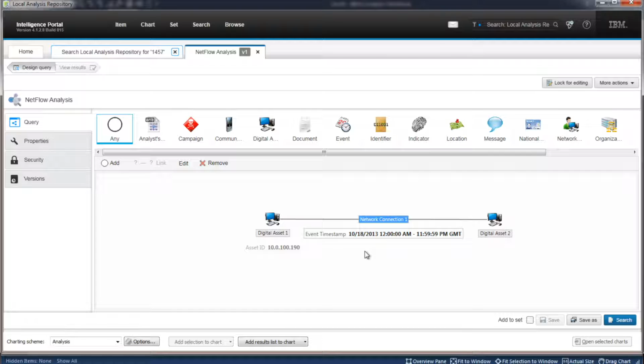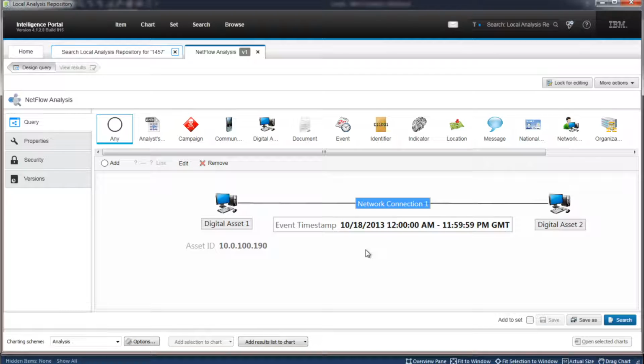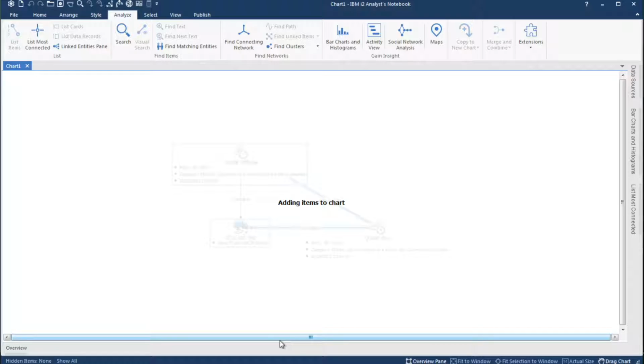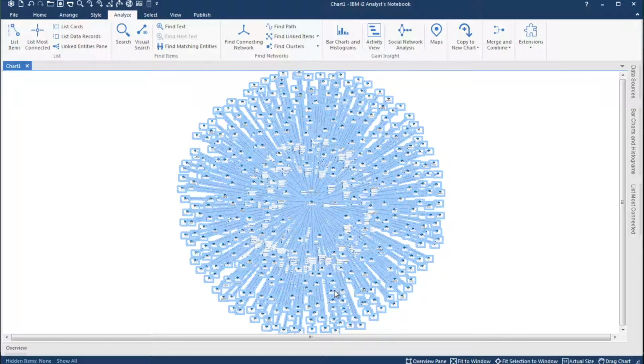For the ease of time, I execute a saved visual query searching for net flow analysis. This includes the digital asset in question, communicating with another digital asset on the date in question, which is October 18, 2013. I add the results to the chart for further analysis. Results are an enormous clutter. I quickly search for the host in question and apply a circular layout to help facilitate analysis.